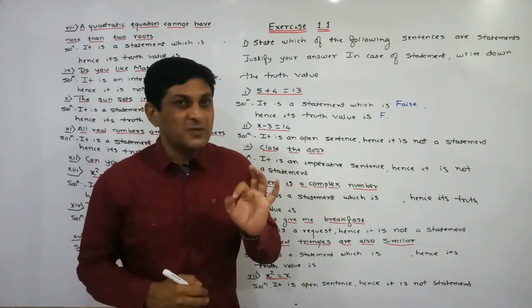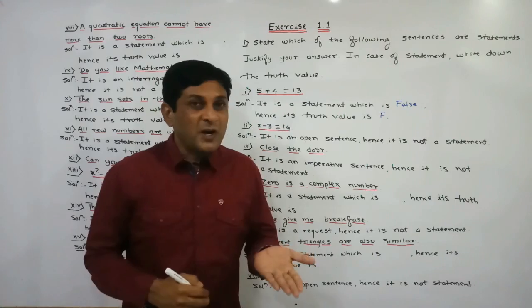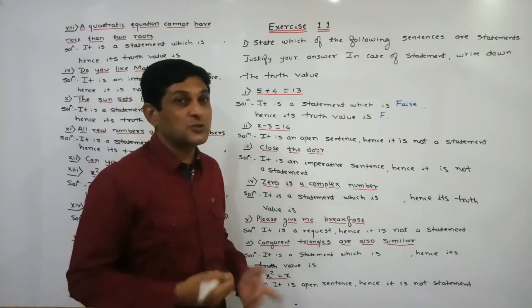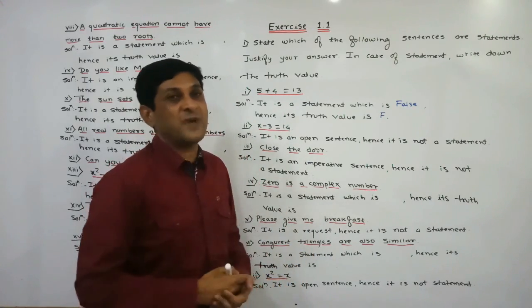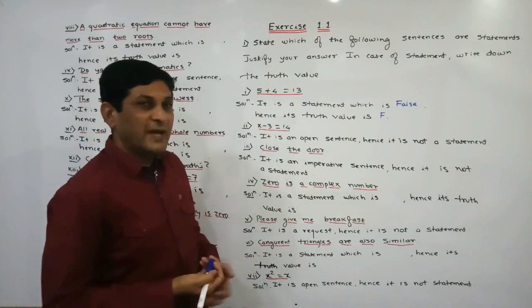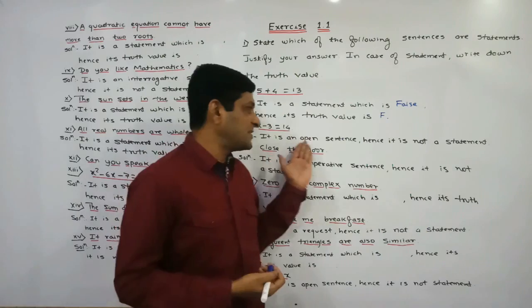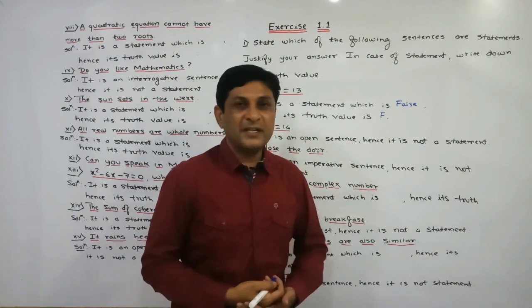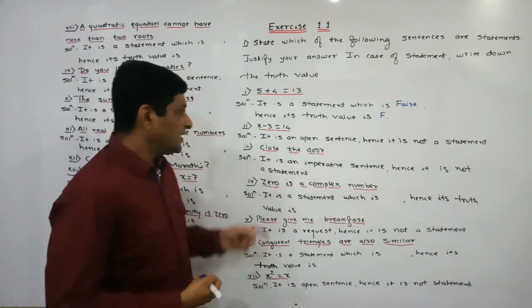For x equal to 17 it is true, but for other values of x it is not true, which means its truth value is varying since the value of x is not given here. Since the truth values are varying, we can say that it is an open sentence, hence it is not a statement. Next: Close the door.